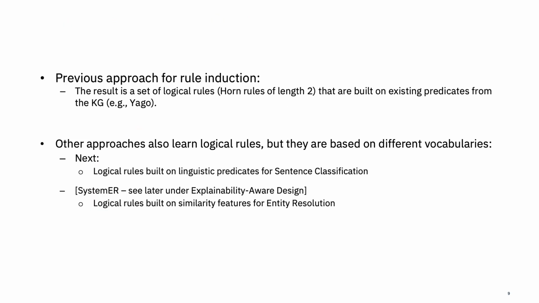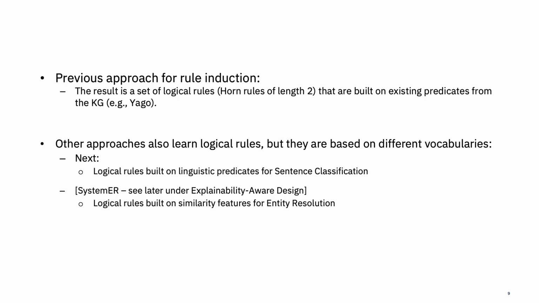We have seen in the previous approach for rule induction a case where the result is a set of logical rules, more precisely Horn rules of length 2, that are built on existing predicates from the underlying knowledge graph, which could be something like Yago or DBpedia. But there are other approaches that also learn logical rules, but they are based on different vocabularies. We will see next an approach where logical rules for sentence classification are built on top of linguistic NLP-based predicates.